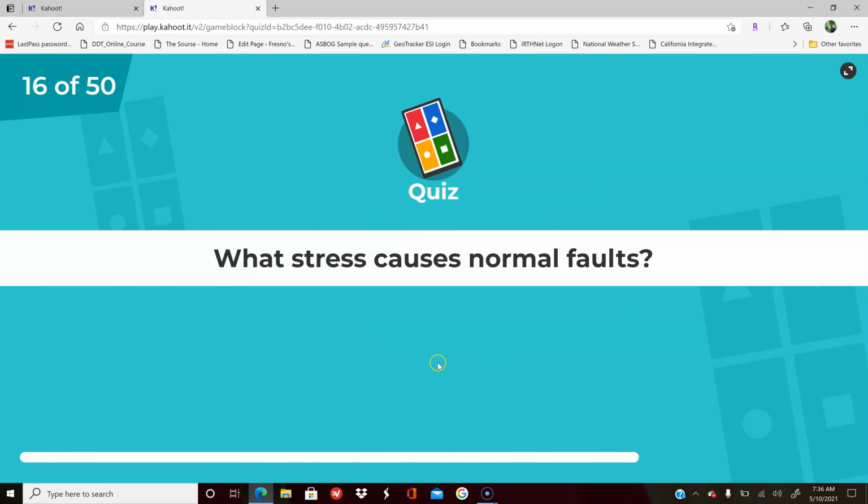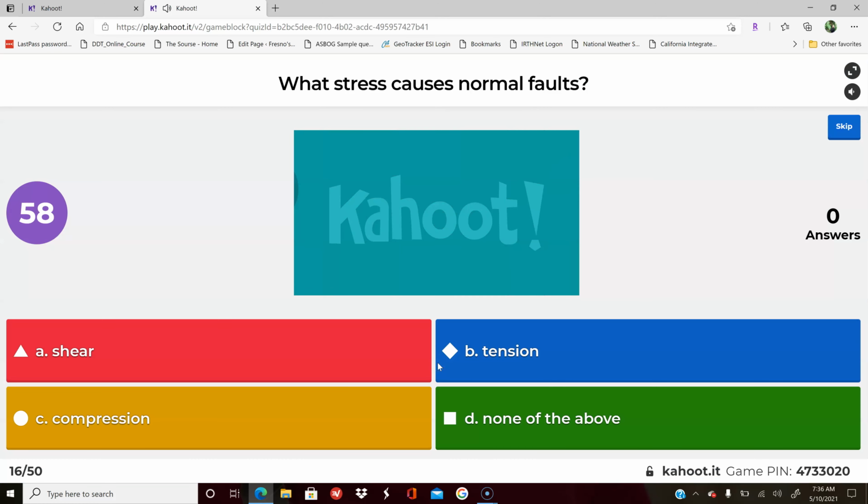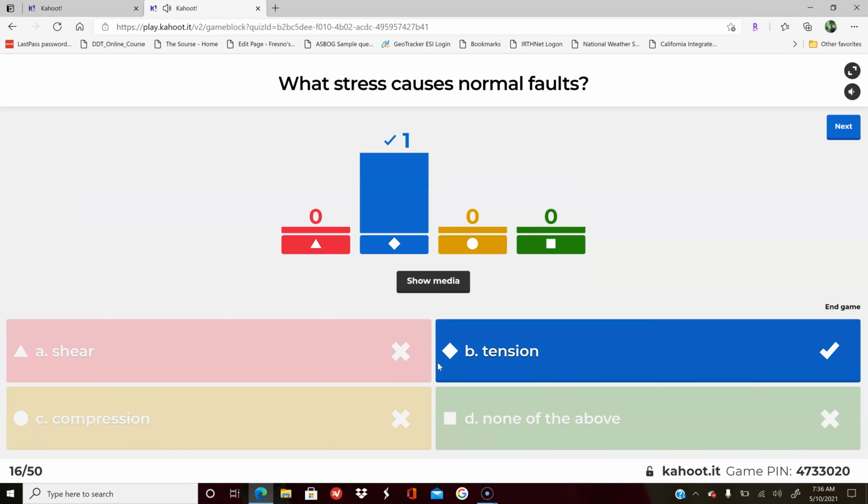What stress causes normal faults? A, shear, B, tension, C, compression, or none of the above. This would be tension. So remember, normal faults pull apart. So this is tensional stress. Reverse faults are from compression or pushing two blocks of rock together. And then strike-slip faults slide past each other, kind of like transform plate boundaries. So this would be driven by shear stress. So normal faults are driven by tensional stress.